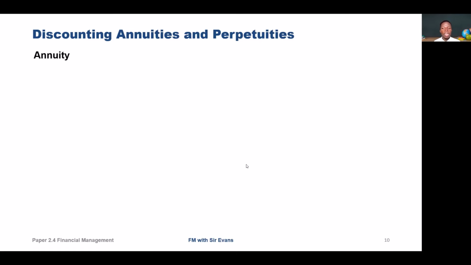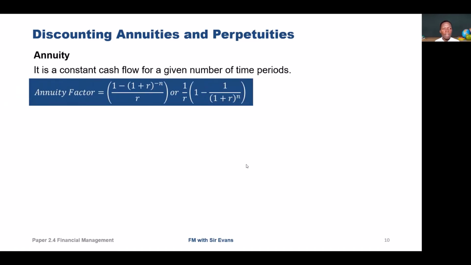A capital project might include estimated annual cash flows that are an annuity. For example, $30,000 each year for 3 years, or $50,000 each month for 2 years. An annuity factor for a number of periods is the sum of the individual discount factors. So the annuity factor is the sum of all the individual discount factors over that regular payment period, and that gives us the discounting annuity factor. The annuity factor is (1 minus (1 plus R) raised to the power minus N) over R, or you could use 1 over R times (1 minus 1 over (1 plus R) raised to the power N).